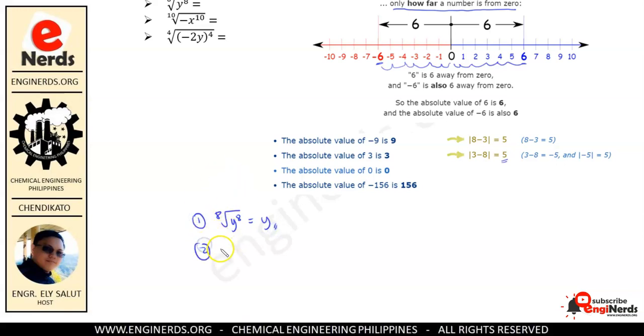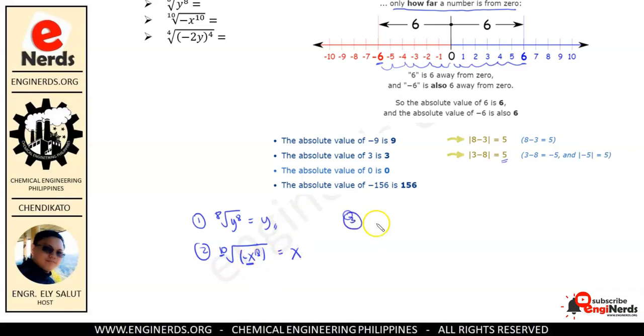Number 2, we have the 10th root of negative x to the 10th. So as you can see, even number yung ating index, no? So that means absolute value ang magiging sagot natin. So pareho yung value ng ating exponent ng radicand and index. So it's like being cancelled out. So kukunin natin is yung absolute value. So therefore, kahit negative x, our answer here will be x.